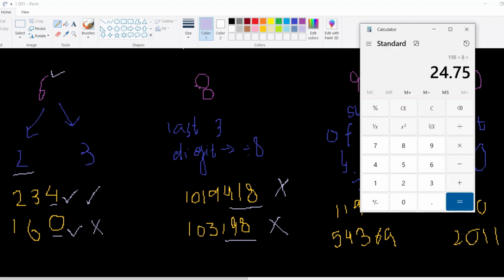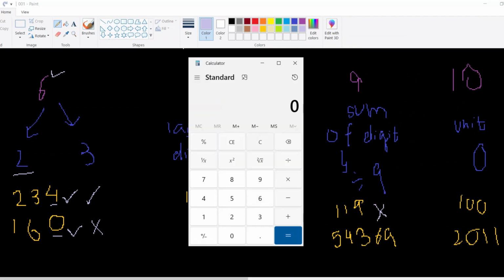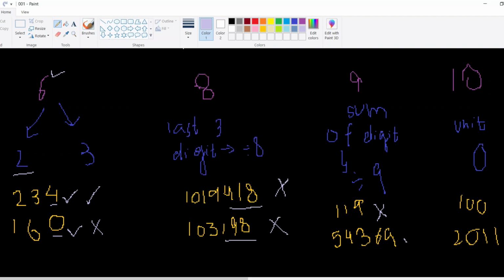119. Let's add these numbers and see if they are divisible by 9 or not. 1 plus 1 plus 9 equals 11, which is definitely not divisible by 9. Moving on, next we have 5 plus 4 plus 3 plus 6 plus 9 equals 27. Is it divisible by 9? Yes, it is. So this whole number is divisible by 9 as well.